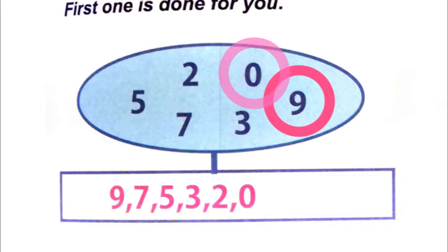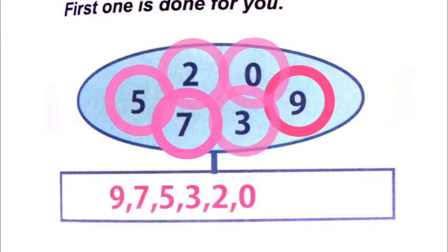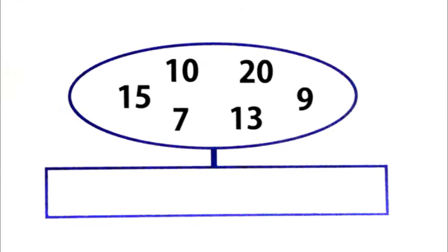9, 7, 5, 3, 2 and 0. 0 you have already written. So you can see how when you write the biggest number, then you have to go backwards. It is the next biggest number and then you go like that. You go downwards until you come to the smallest number. Then the next set, I will explain to you the next set.